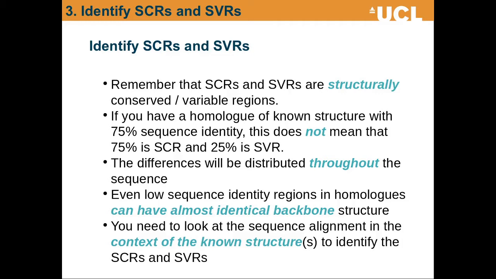You need to look at the sequence alignment in the context of known structures to identify where there are insertions and deletions in order to identify structurally variable regions if you only have one parent, and if you have multiple parents, you can make use of those to see where the structurally conserved and variable regions are.